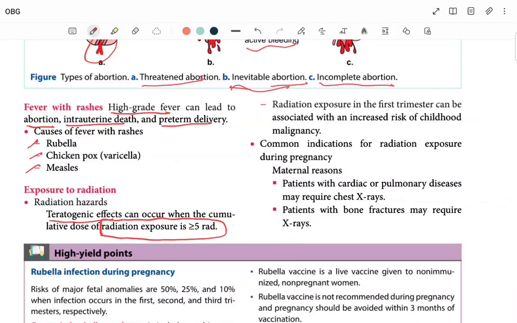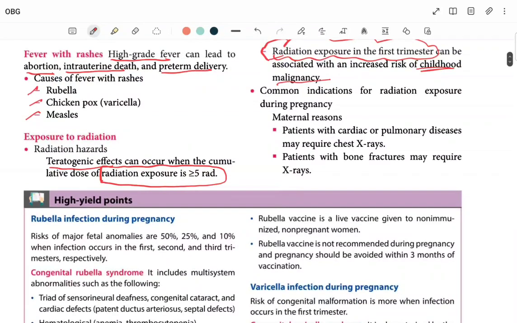Common indications for radiation exposure. So radiation exposure in the first trimester has an associated risk of childhood malignancy. So common indications for radiation exposure during pregnancy are: first, maternal reasons. The patients with cardiac or pulmonary diseases may require chest x-rays. Patients with bone fractures may require x-rays.